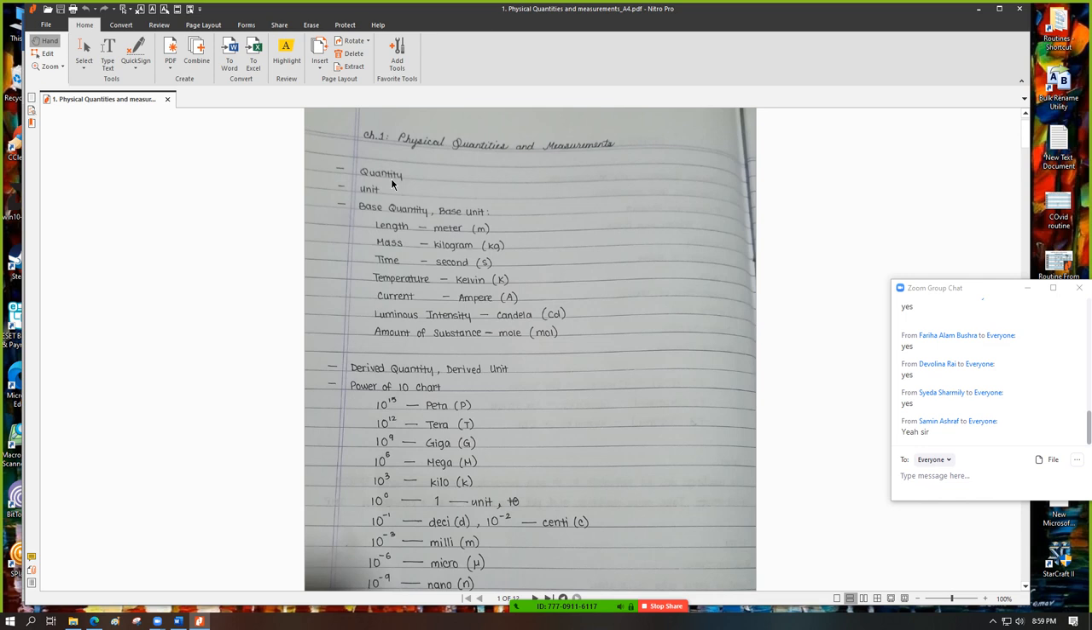And then we have unit. Unit is essentially the standard using which we measure a quantity. In physics, we have defined 7 base quantities. You know these stuffs from your O levels. Namely, they are length, time, mass, temperature, current, luminous intensity, and amount of substance. The relevant units for the base quantities are meter, kilogram, second, Kelvin, ampere, candela, and amount of substance is mole.